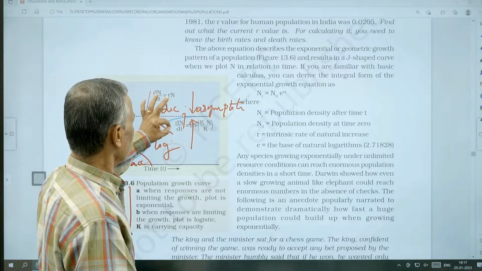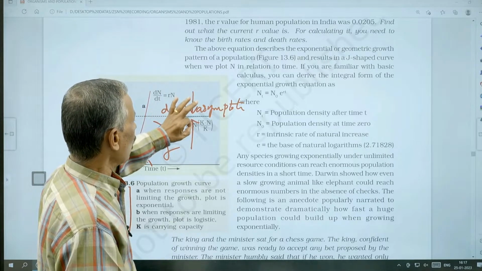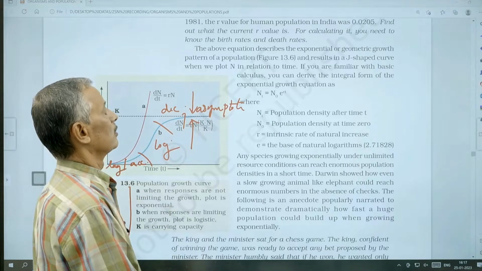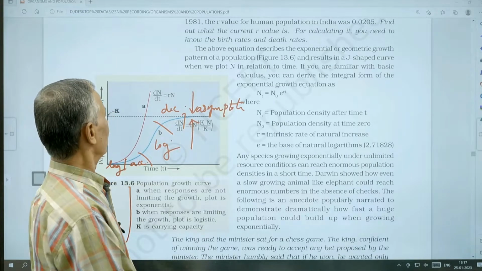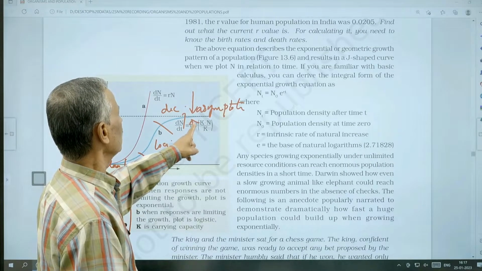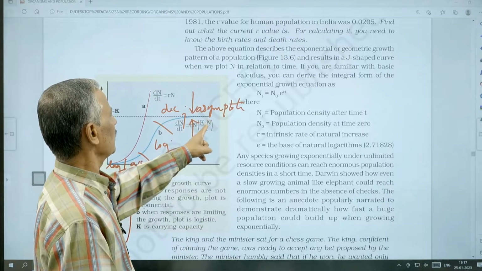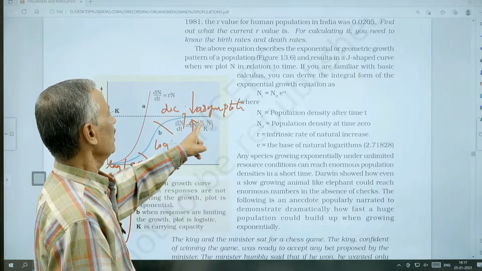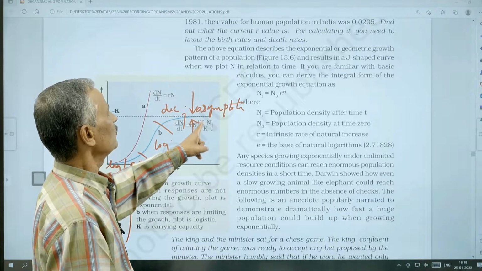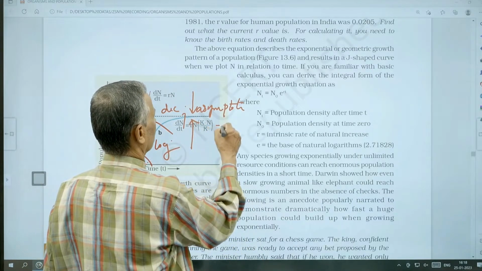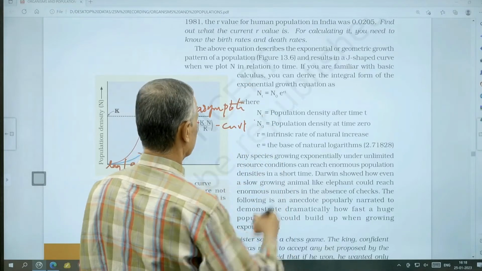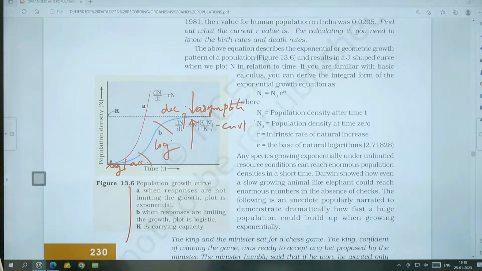Okay. So, here dN/dt is not rN, but it is rN (K minus N)/K. What is this K? (K minus N)/K is called environmental resistance. K is the carrying capacity.